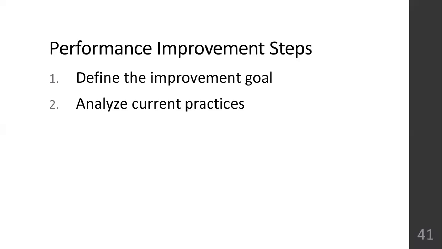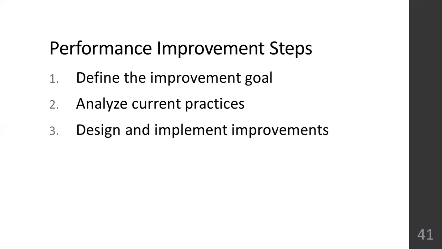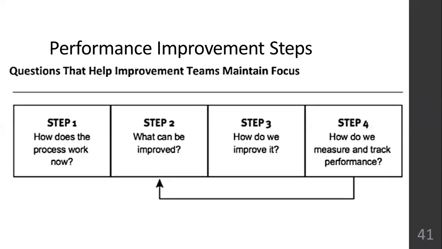Analyze the current practices, what's happening right now, to identify exactly where things need to be changed. Design and implement improvements once you have identified where exactly things have to be changed. Don't just write it down and forget about it. You have to implement it. You have to take action on it. Then once you have taken action, wherever changes have to be implemented, you measure the success. Whatever actions you have taken recently, is it giving you fruitful results or not? That's how you measure the success. So these are the performance improvement steps.